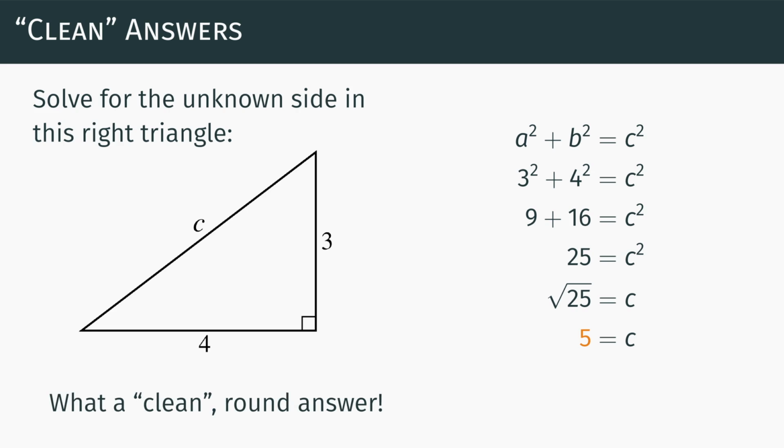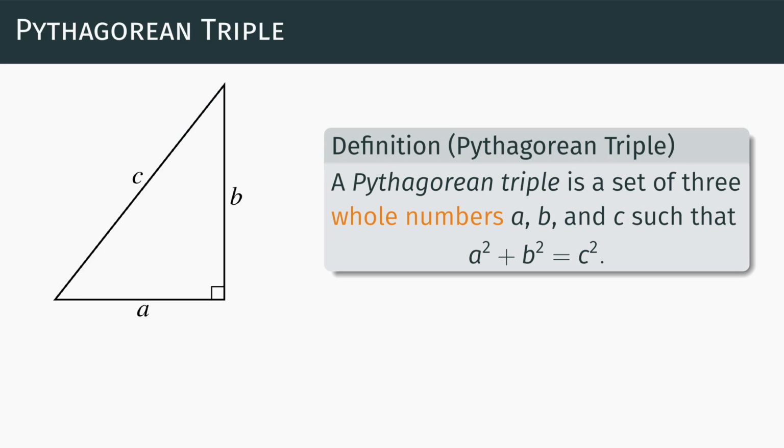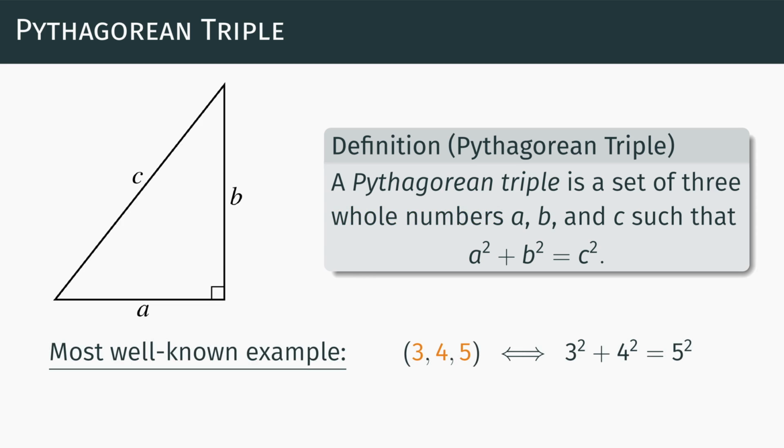In fact, not only was the answer clean, not only was c a nice round number of 5, but 3 and 4, the legs, all of the sides, they were all these nice, clean, round numbers. Now, this idea of having all clean, round numbers for all of the values around a right triangle is called a Pythagorean triple, a triple of numbers, right? So we define a Pythagorean triple as a set of 3 whole numbers a, b, and c, such that a squared plus b squared equals c squared. The most well-known example is the one we just saw, a 3, 4, 5 right triangle, where 3 squared plus 4 squared equals 5 squared, right? That's why 3, 4, 5 is a right triangle, because 3 squared plus 4 squared equals 5 squared.